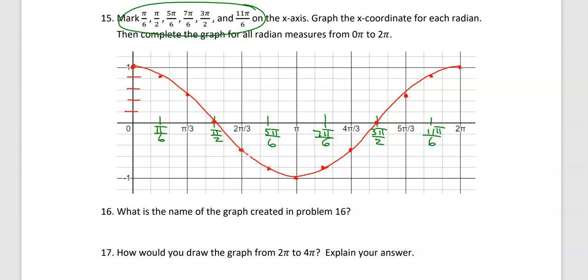So this is what the graph looks like. What is the name that we give to this graph? Since all of these values are for the x-coordinate, I'm hoping that you thought about our answer to problem 13. X-coordinate is a cosine problem. This is the cosine graph. And how would you draw the graph from 2 pi to 4 pi?